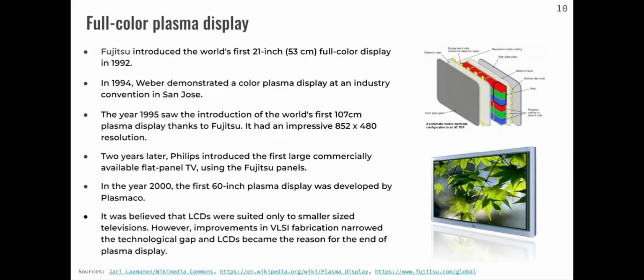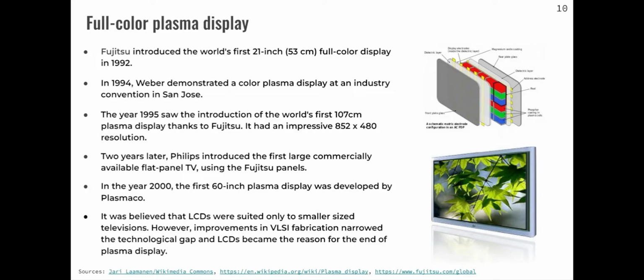Panasonic Corporation began a joint development project with Plasma Co., the startup created by Weber, which led in 1996 to a purchase of Plasma Co. and its color AC technology and its American factory for $26 million US. The year 1995 saw the introduction of the world's first 107 centimeter plasma display thanks to Fujitsu. It actually had an impressive 852 by 480 resolution, which was pretty amazing at that time.